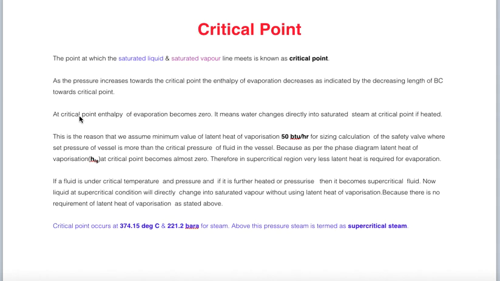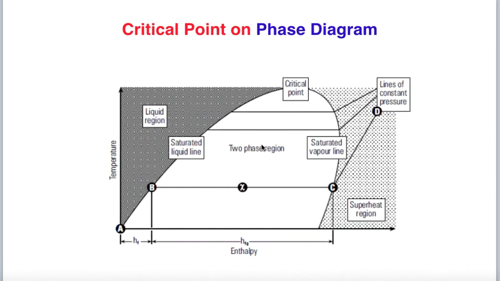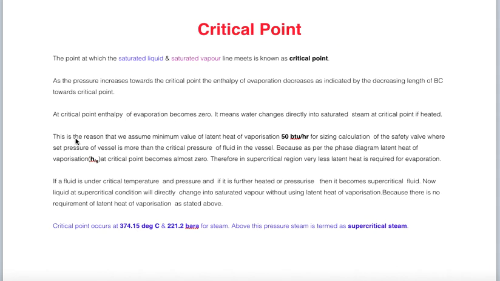So at the critical point, the enthalpy of evaporation becomes 0. See, if we go here and measure the length from here to here, and then go further up and further up, the length almost becomes negligible. That means the required latent heat of vaporization at the critical point is negligible. So at the critical point, the enthalpy of evaporation becomes 0. It means water changes directly into saturated steam at the critical point if heated slightly.